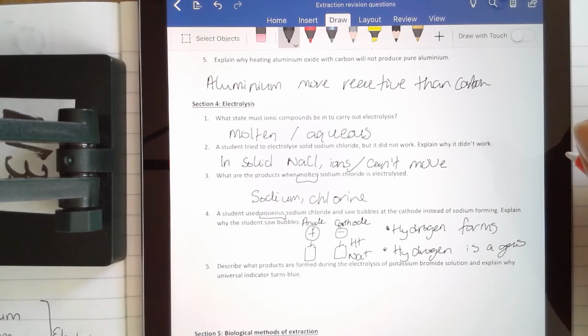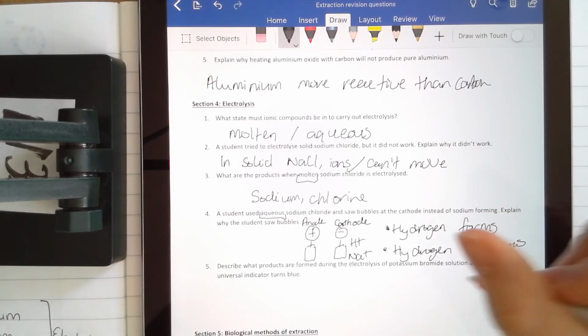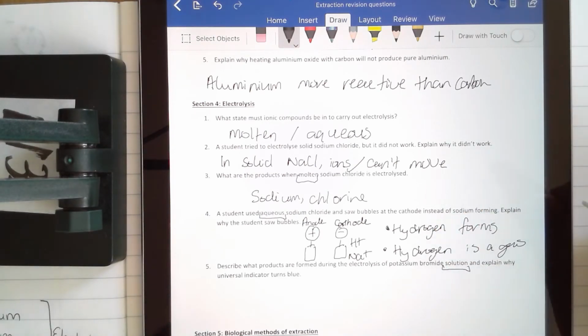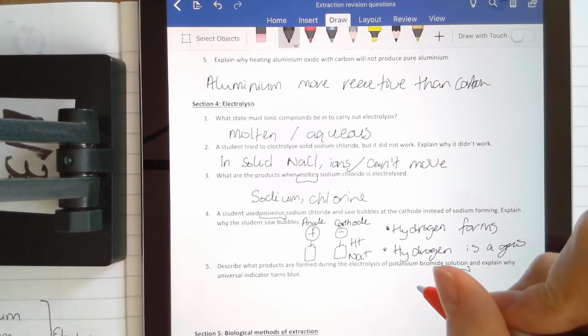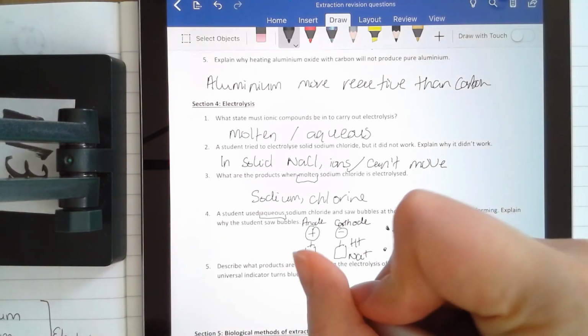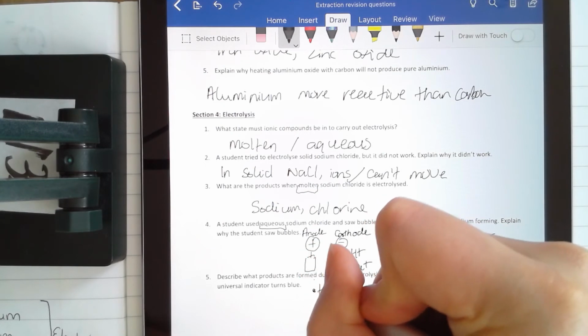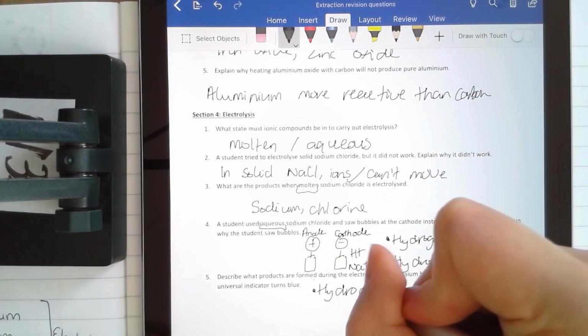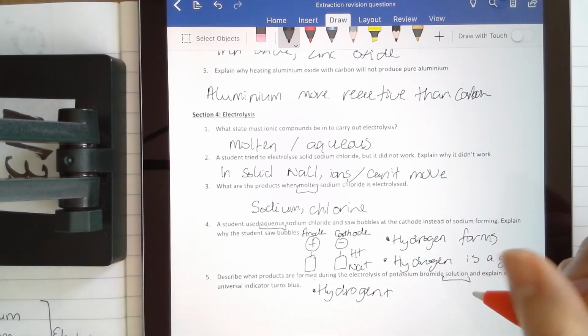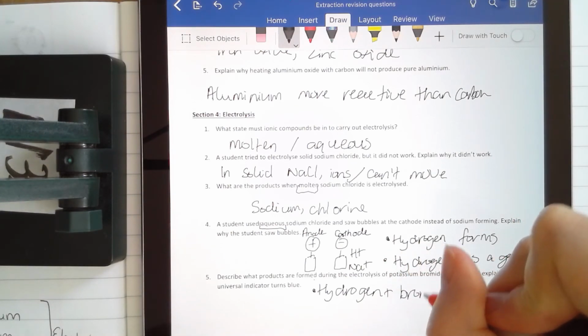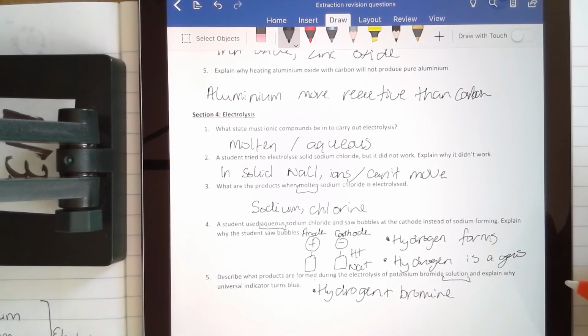Describe what products are formed during the electrolysis of potassium bromide solution and explain why universal indicator turns blue. It's a solution, so that again tells me I've got water present. If it's aqueous and the metal is not copper, then I'm going to get hydrogen formed. On my other product, I've got a halogen. The other product is going to be bromine. Hydrogen and bromine are going to be my products.